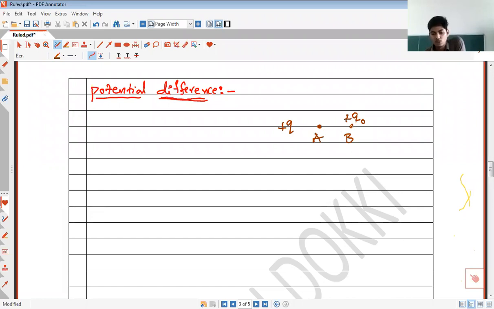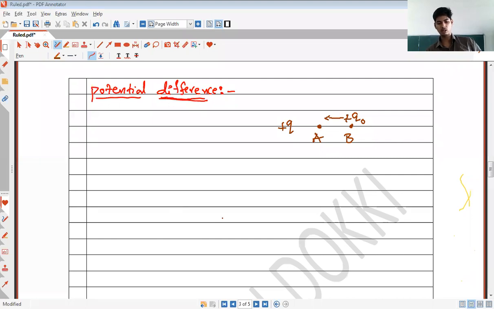Now I have to move this test charge Q0 from point B to point A. Can I move this test charge from point B to point A without doing any work? Why do I have to do work? Against what do I have to do work?